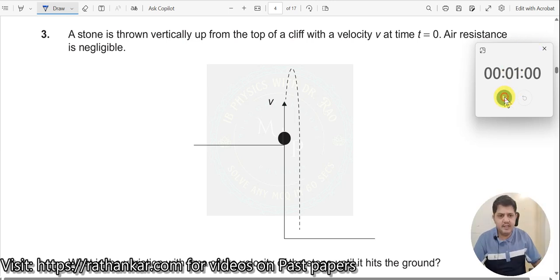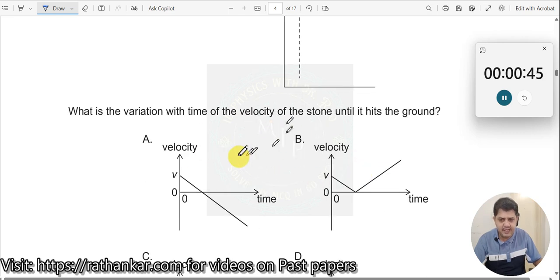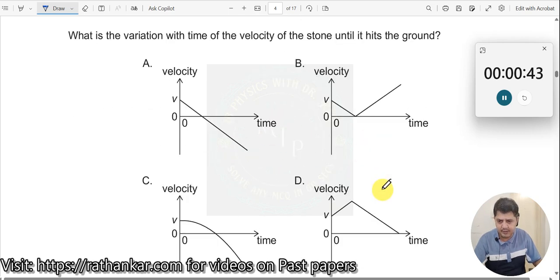Question number 3. A stone is thrown vertically upwards from the top of a cliff with a velocity v. Okay, you are throwing the stone from here. Air resistance is negligible. What is the variation with time t of the velocity of the stone as it hits the ground? Okay, what is the velocity? The v-t graph is given, which is right over here.